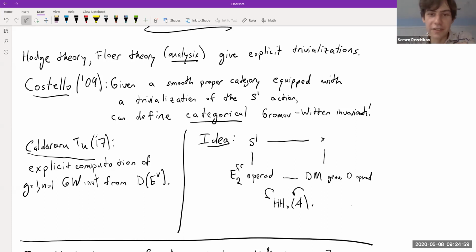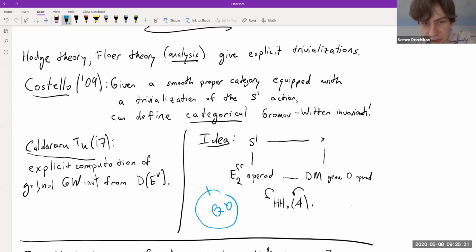And what's the idea of why this S1 action is important? Well, Hochschild homology is an action of something called the framed E2 operad, or at least its homology operad. So that's something like you have disks and they have marked points, they have inputs and outputs, and they have marked points on the ends. And you compose them by gluing them, by having the points aligned.